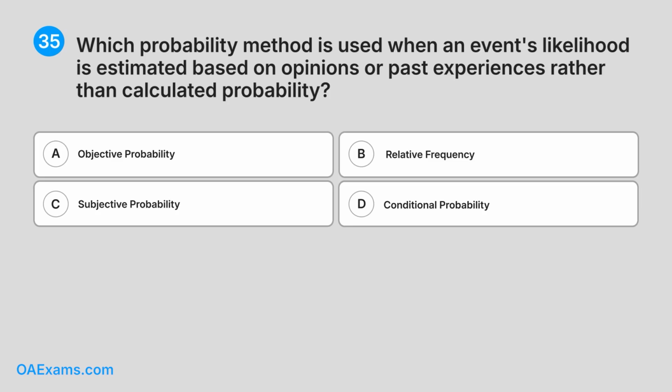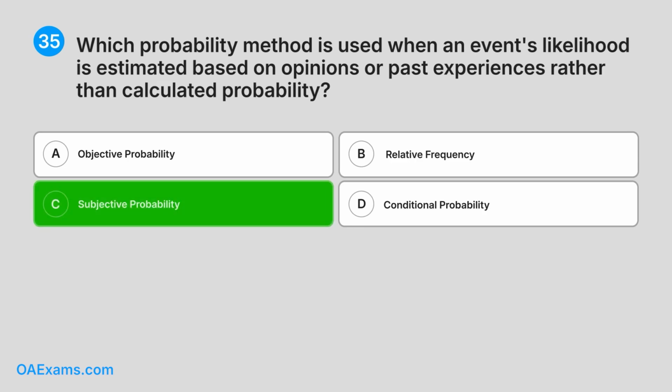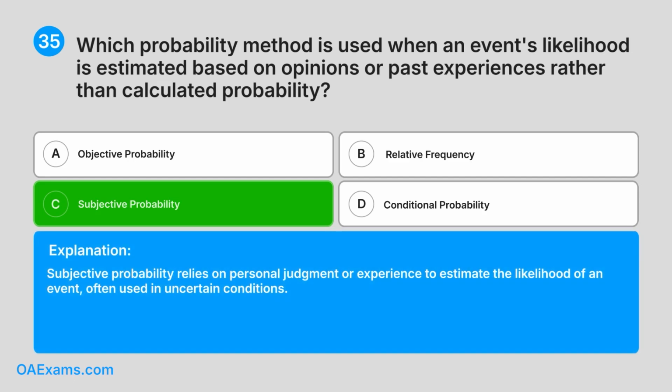35. Which probability method is used when an event's likelihood is estimated based on opinions or past experiences rather than calculated probability? A. Objective probability. B. Relative frequency. C. Subjective probability. D. Conditional probability. What do you think is the answer? Correct answer: C. Subjective probability. Explanation: Subjective probability relies on personal judgment or experience to estimate the likelihood of an event, often used in uncertain conditions.